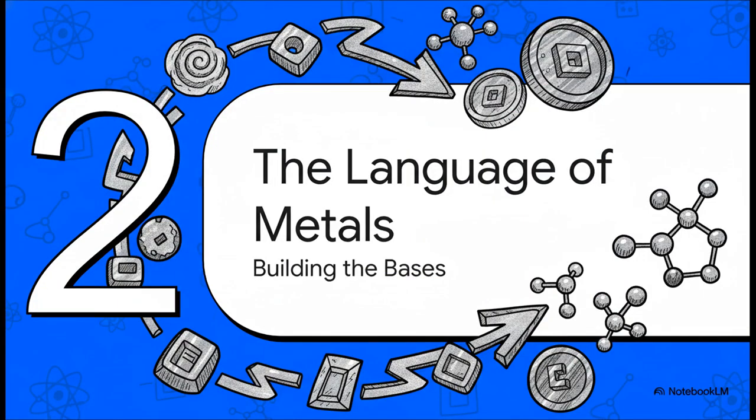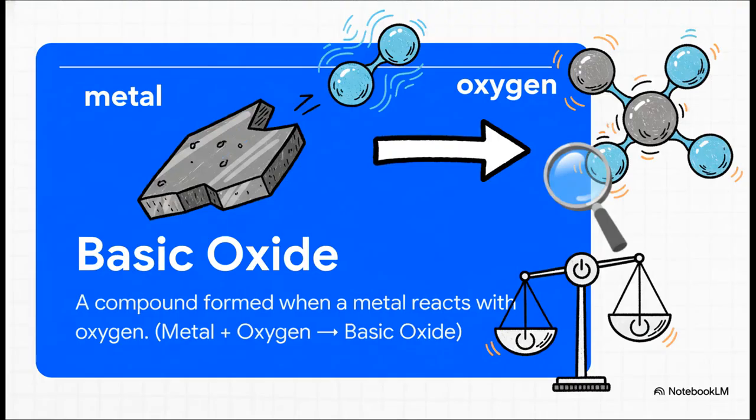All right, so let's head down that metal pathway first. We're going to see what happens when these elements from the left side of the table get together and start building stuff. The first step couldn't be simpler. A metal bumps into some oxygen, and bam, you get a basic oxide. This is our first building block.